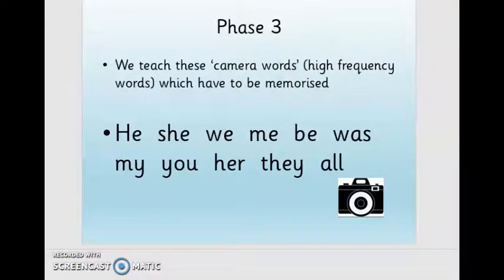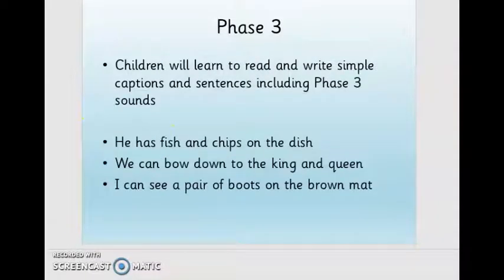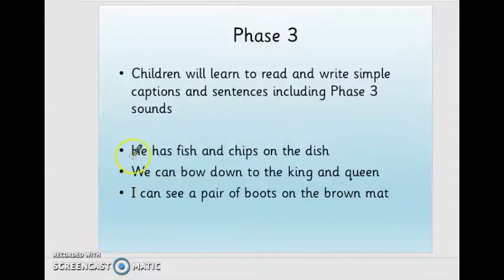Phase 3 also has more camera words that we teach the children. So these are the camera words that are in Phase 3 as well. And in Phase 3, we will also be continuing to learn how to read and write simple captions and sentences, including the Phase 3 sounds. So for example, in this sentence here, we've got the camera word here, he.